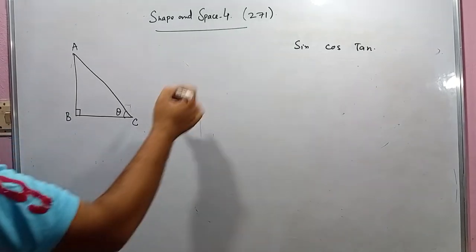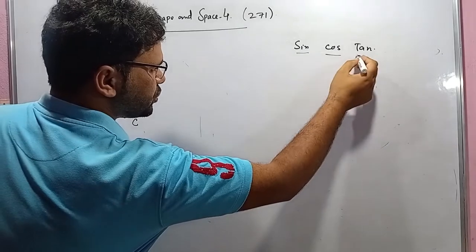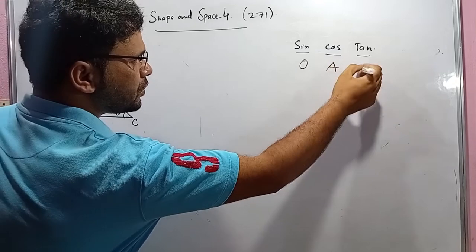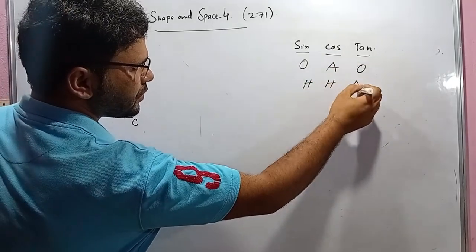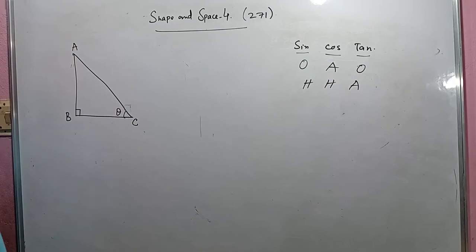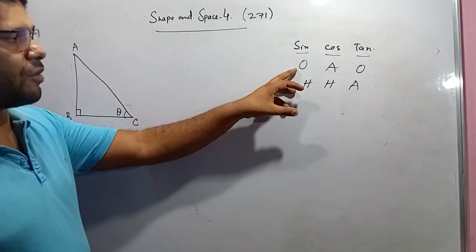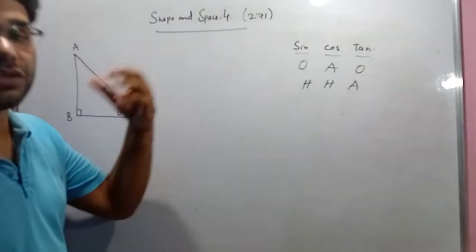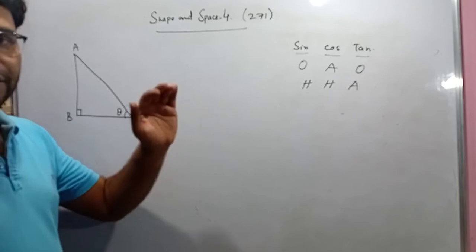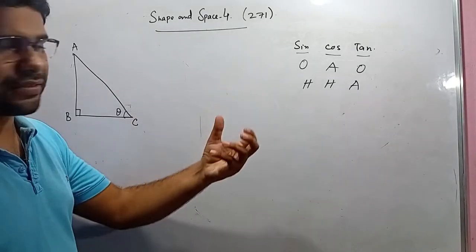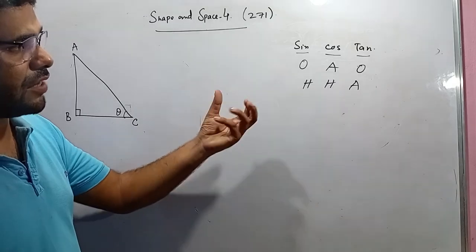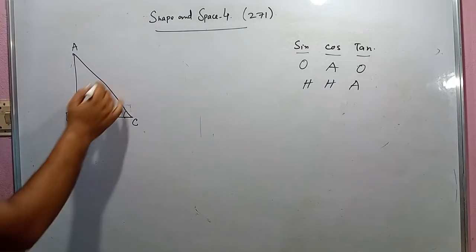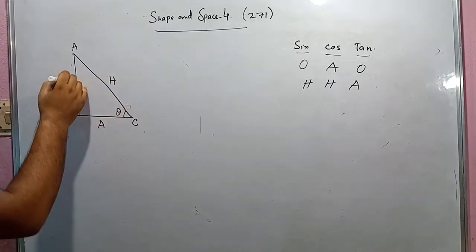Now you can see these are the T ratios or trigonometric ratios: sine, cos and tan. And these are simply, I will write O, A, O, H, H, A. That means sine of any angle is the ratio of the opposite side and hypotenuse. Similarly, cosine of any angle is equal to the ratio of the adjacent side and hypotenuse. And tangent of any angle is the ratio of the two sides, that is opposite and adjacent. You can see here, this is hypotenuse, this is adjacent, this is opposite.